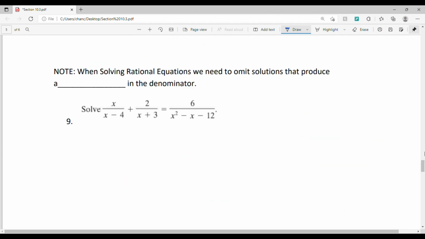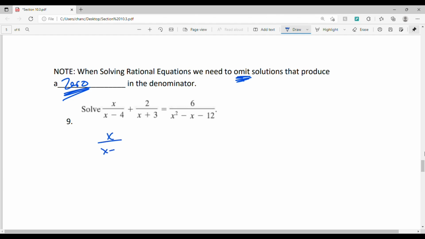When solving rational equations, we need to omit solutions that produce a 0 in the denominator. So if your solution causes the denominator to be 0, that doesn't work. It'll be undefined at that point. So always check for solutions that would result in a 0 denominator and throw those out. So let's look at this problem here.